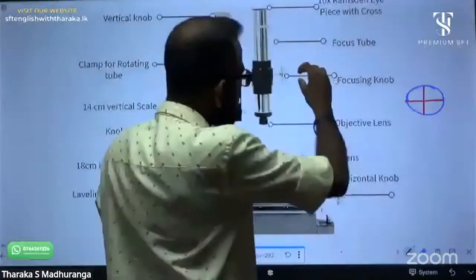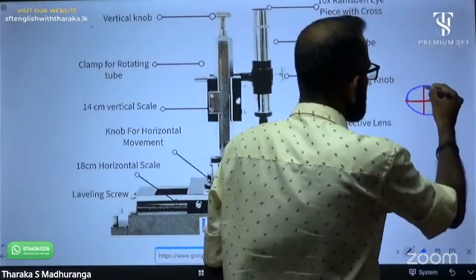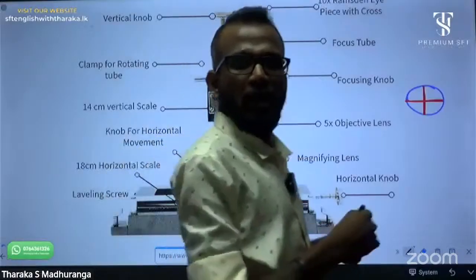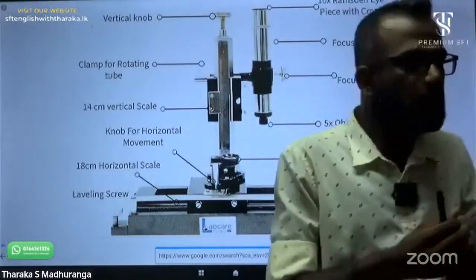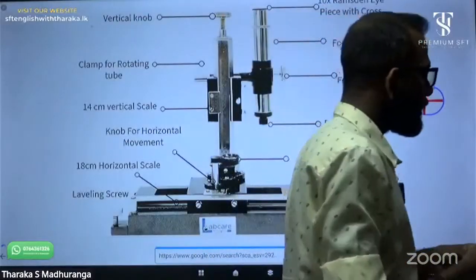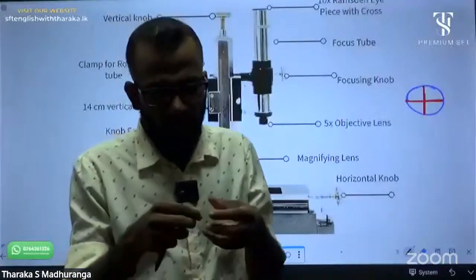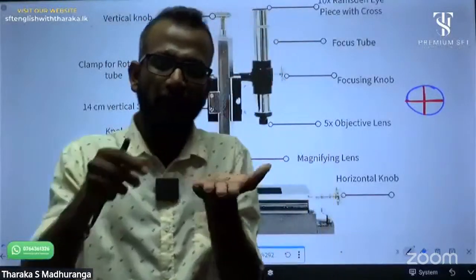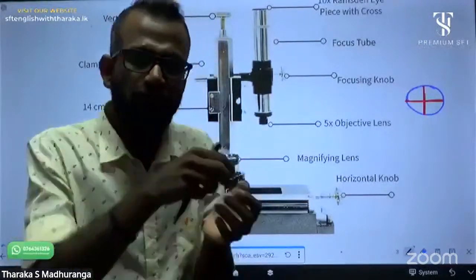Okay, if you focus well, we can observe the red color cross line like this. Okay, how to take readings, how to get measurements using this instrument. Think, now it is a rubber band. I just want to get the thickness of this rubber band.